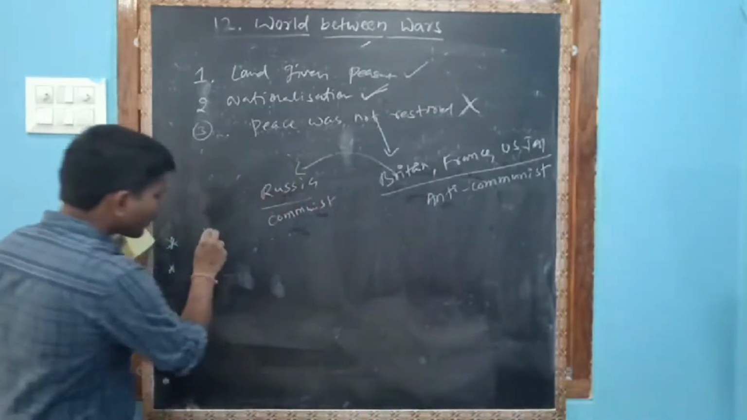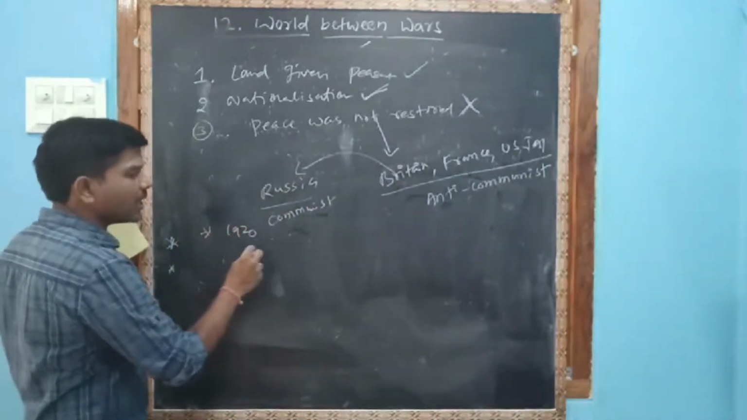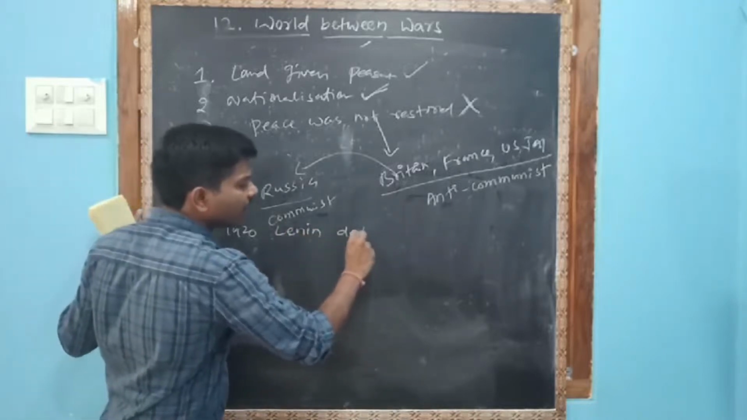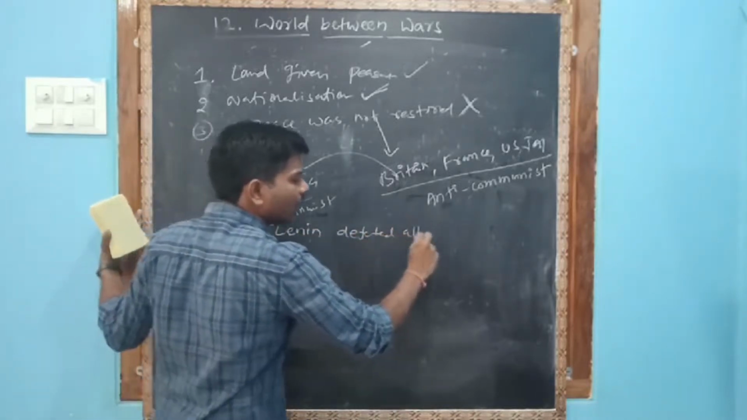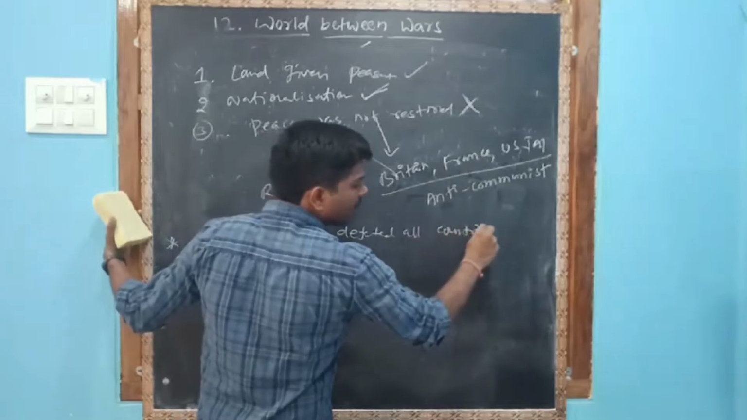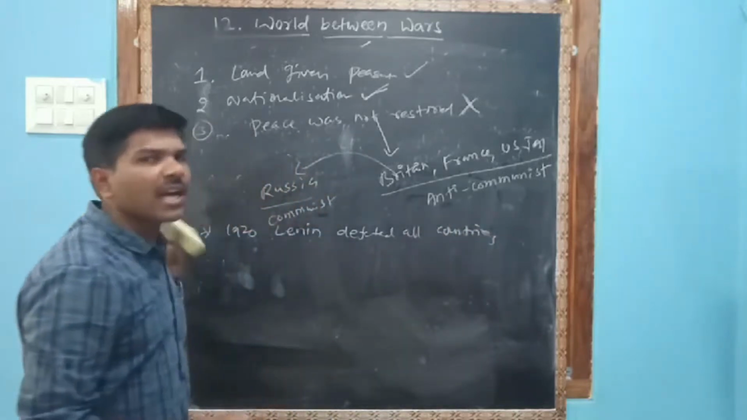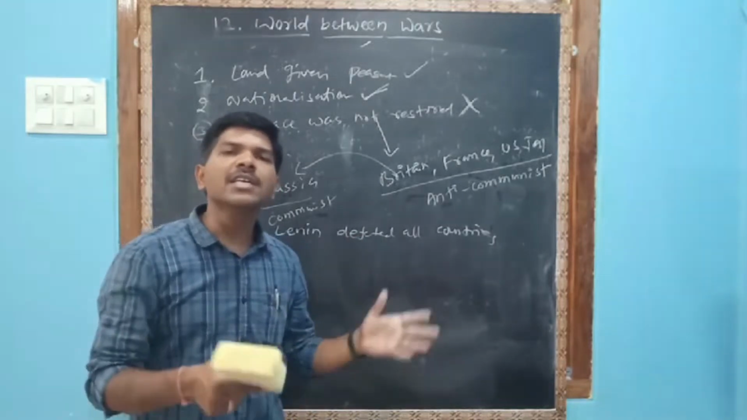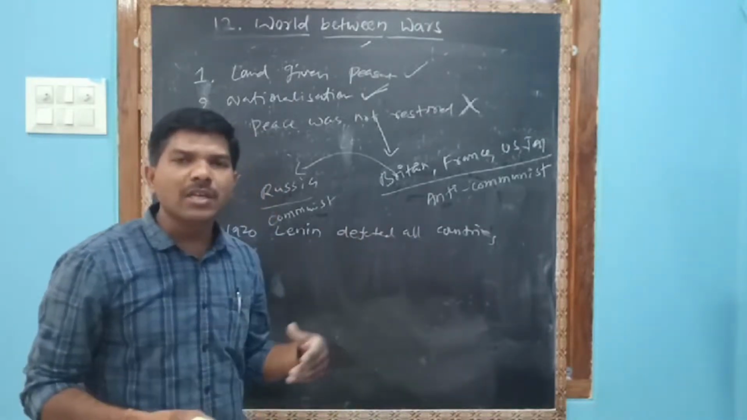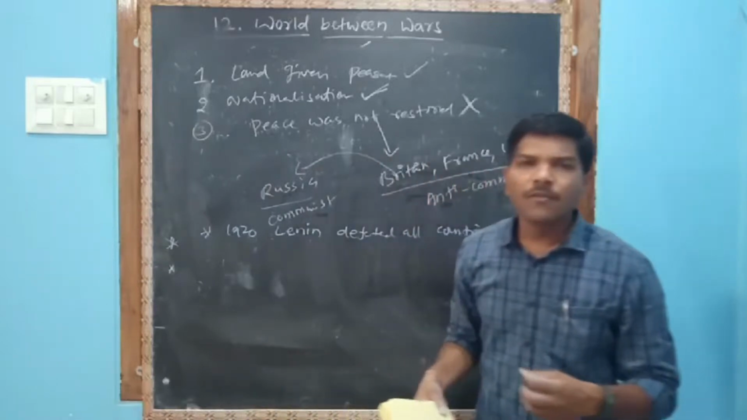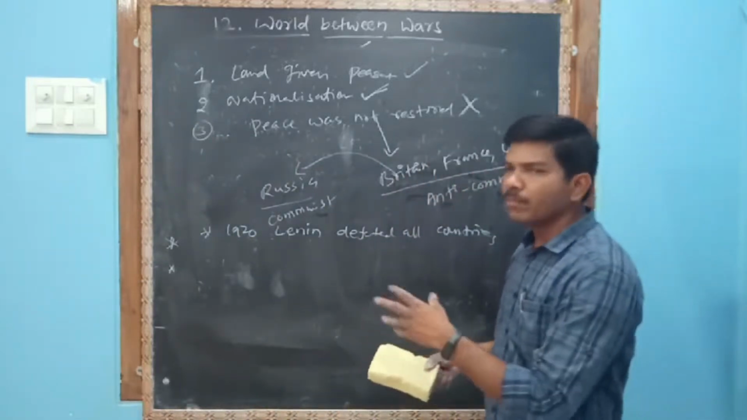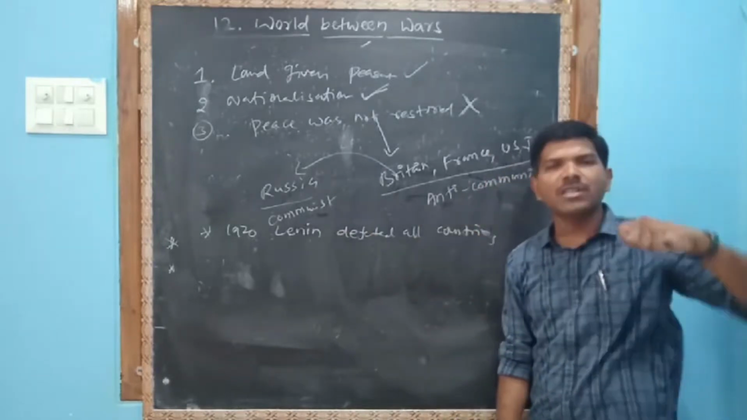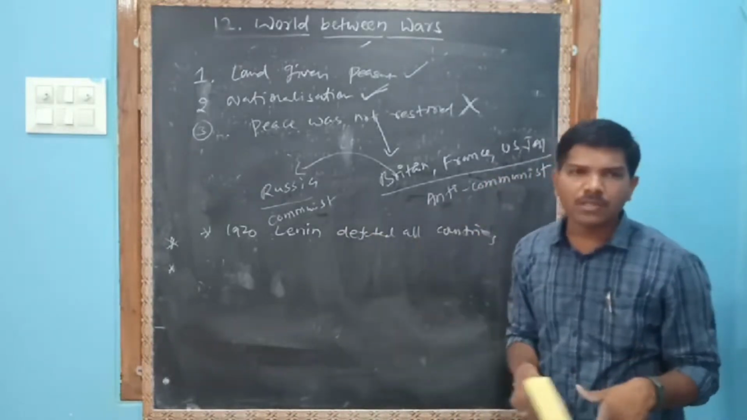But finally, in 1920, Lenin defeated all the countries. Not directly, indirectly. The countries were encouraging opposition to Lenin, sending bombs and funds to create disturbances in Russia. But in 1920 Lenin controlled all this and finally order was restored.